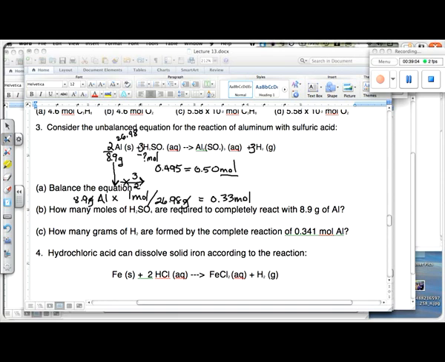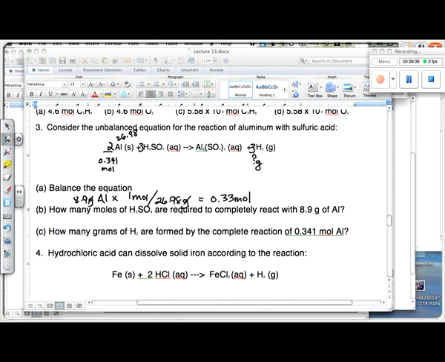C, how many grams of hydrogen are formed by the complete reaction of 0.341 moles of aluminum? I have a new scenario. This is common with stoichiometry problems. So I really need to erase what I have so that I can put my new information underneath. All right, so I've already put my question mark, and I'm starting with 0.341 moles of aluminum.